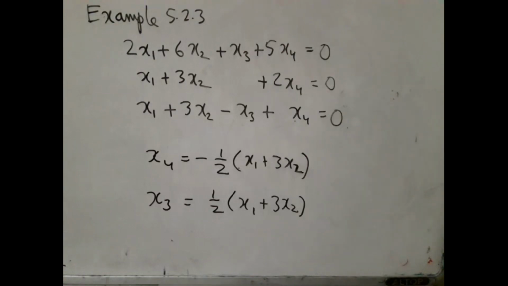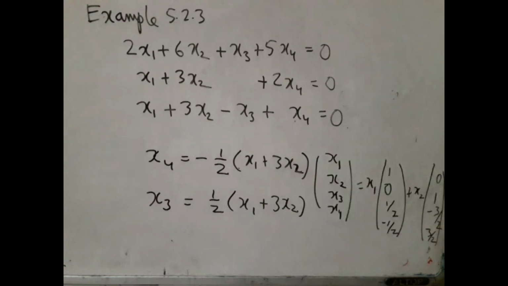So I get my general solution. The general solution is any x1, x2, x3, x4, where x3 and x4 may be expressed in terms of x1 and x2 like this. This we shall write in the form of vectors. Like this.